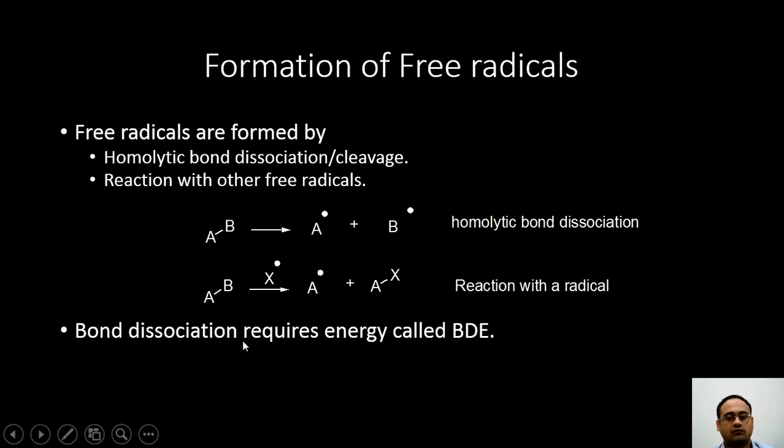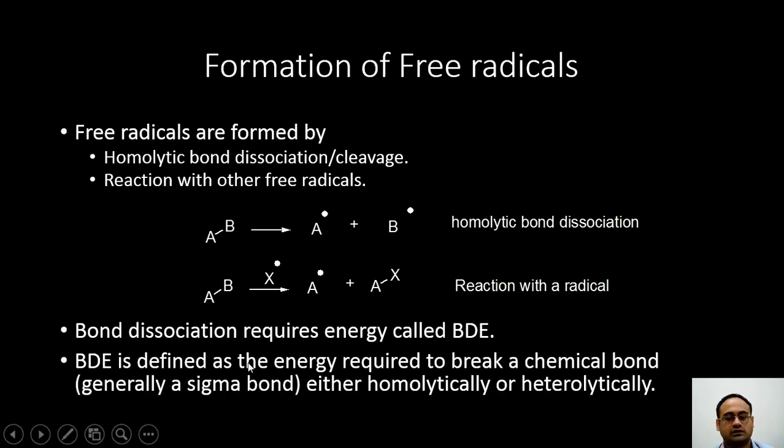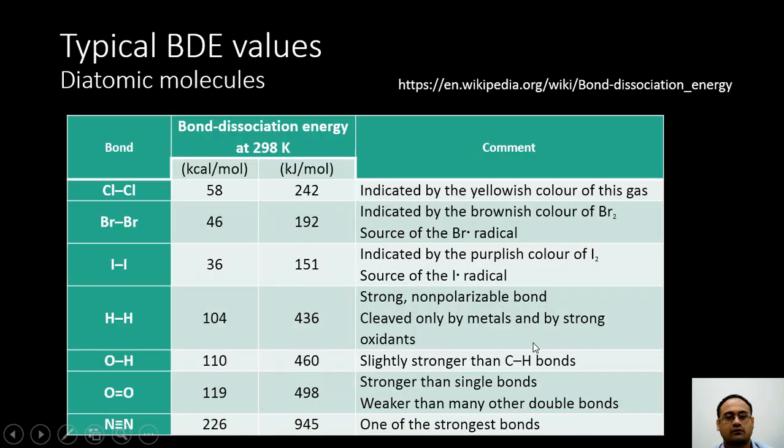And bond dissociation obviously requires energy that we are popularly calling bond dissociation energy. Bond dissociation energy is defined as the energy required to break a chemical bond, mostly sigma, in homolytic or heterolytic fashion. These are some of the typical bond dissociation energy values that you will find for diatomic molecules. For chlorine it is 58, for bromine it is 46 kilocalories per mole. Iodine is much weaker, and one of the strongest bonds is the hydrogen bond, which requires 104 kilocalories, and there are a few other examples. The strongest of them is the nitrogen bond. Therefore N2 nitrogen gas is very stable and doesn't react easily.